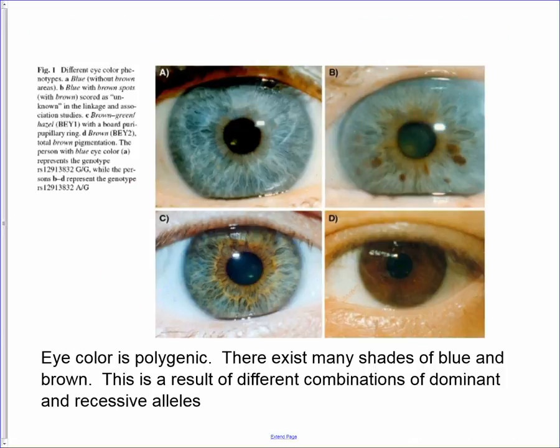Eye color is also polygenic. We've talked about it as being Mendelian in the past, but it's actually a little bit more complicated, and multiple genes and multiple alleles come together to create eye color.